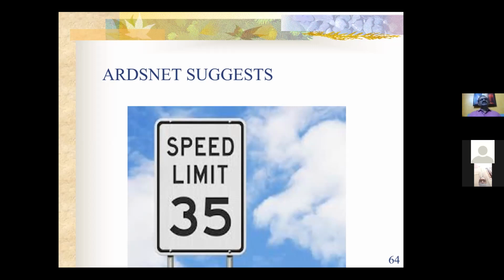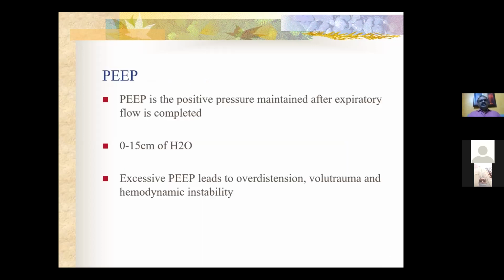So it can go up to 35. Then, once you have set the tidal volume, the FiO2, and the respiratory rate, comes the PEEP value. PEEP is the positive end-expiratory pressure, which we have already discussed. You can keep a PEEP of around 0 to 15 centimeters of water. There can be problems with excessive PEEP also: over-distension, barotrauma, and sometimes hemodynamic instability.